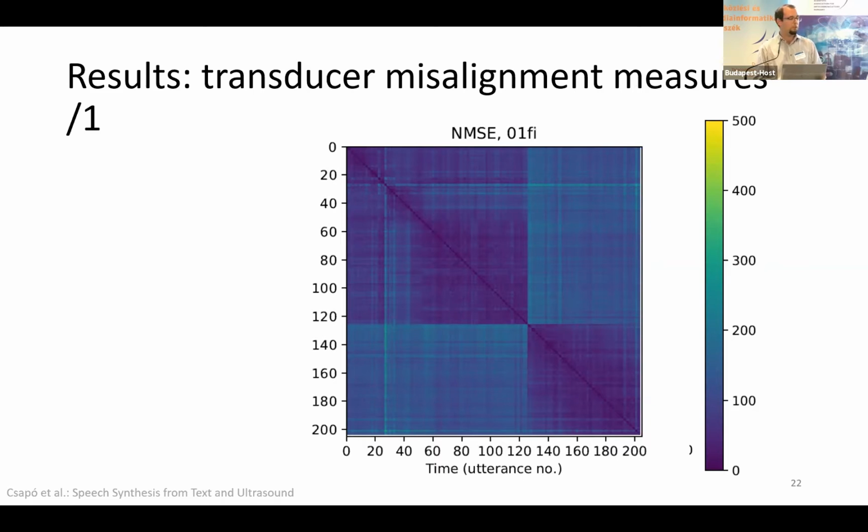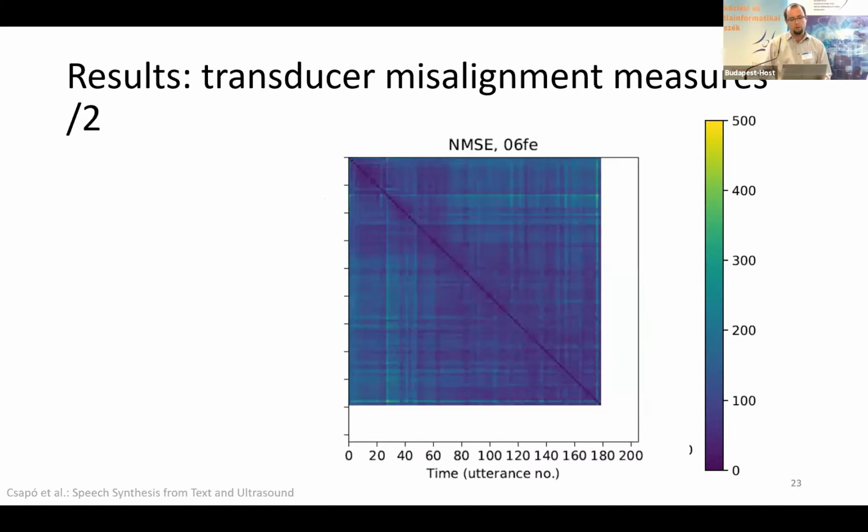But at this point, maybe the speaker did some adjustment of the headset, and the transducer moved a little bit away. After that, this next part is in a slightly different position on the ultrasound images. And this can cause a problem for the machine learning, because the deep neural network is sensitive to the position of the tongue within the ultrasound data.